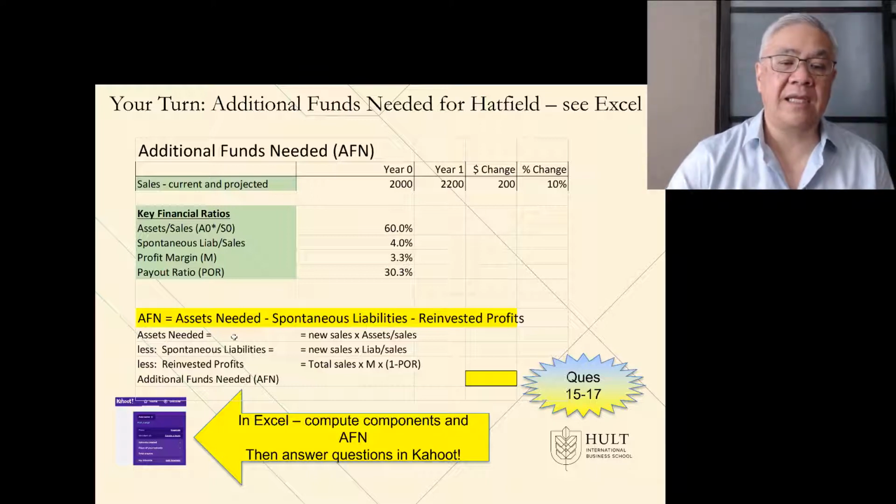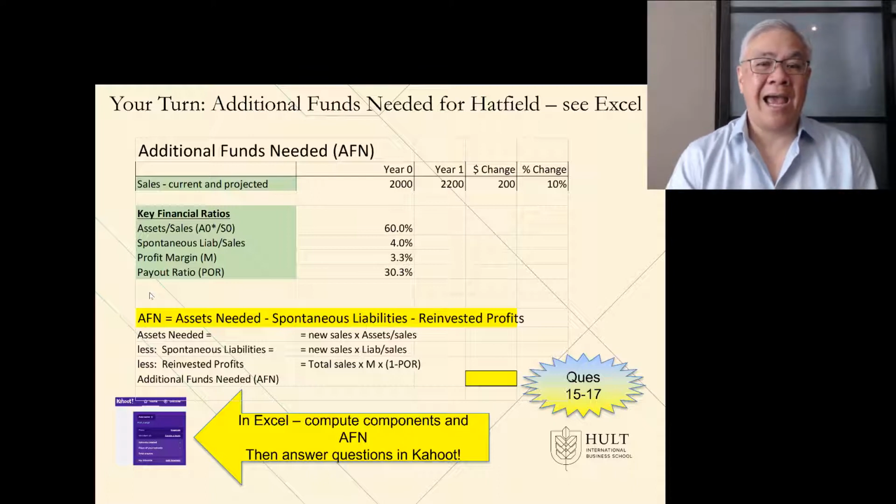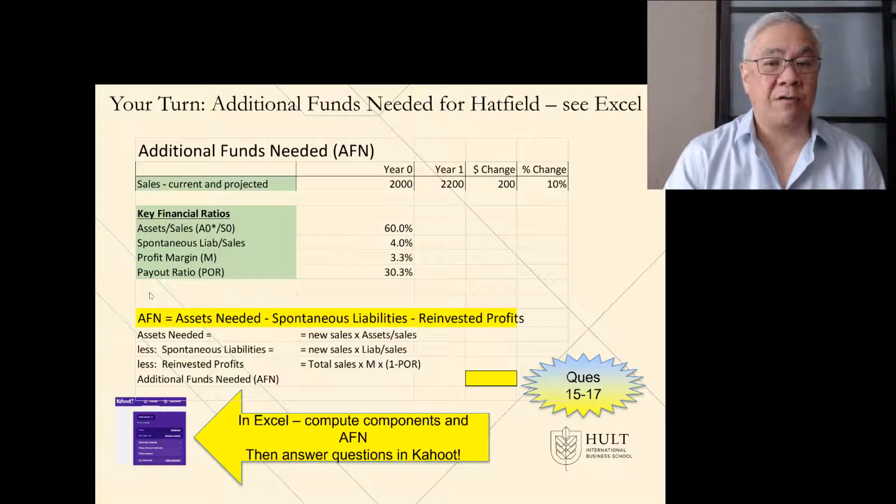It could be that any of these 4 levers could be managed. In other words, can we get by with fewer assets for every dollar of sales? So that would make the total need lower. Or can we negotiate better terms with our vendors such that the spontaneous liabilities as a percent of sales goes up and more of the funding comes from vendors? Or can we make more money by having better management of our costs such that our profit margin rises? Or do we tell our shareholders that, you know what, we're growing at a very high rate, so therefore we're going to suspend or lower the dividend rate?